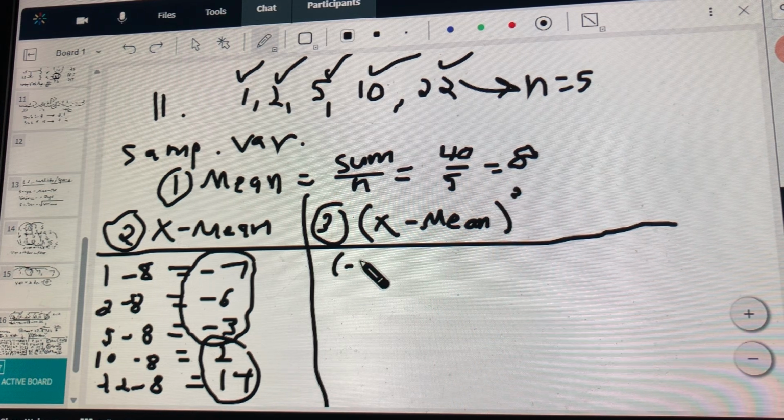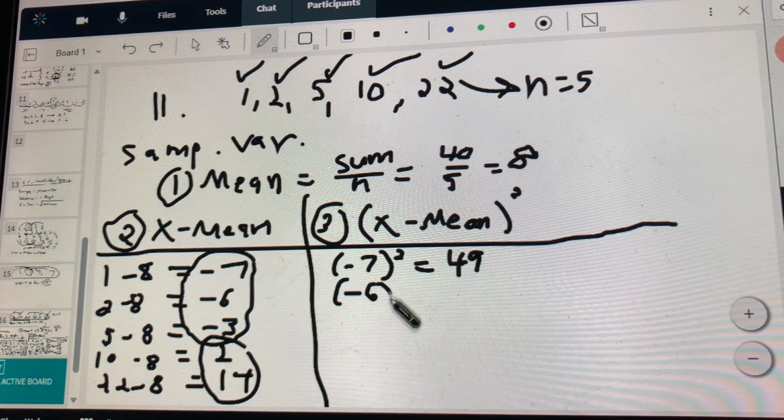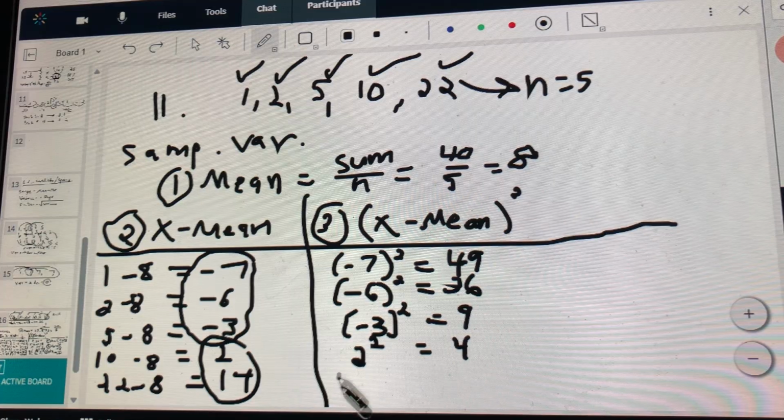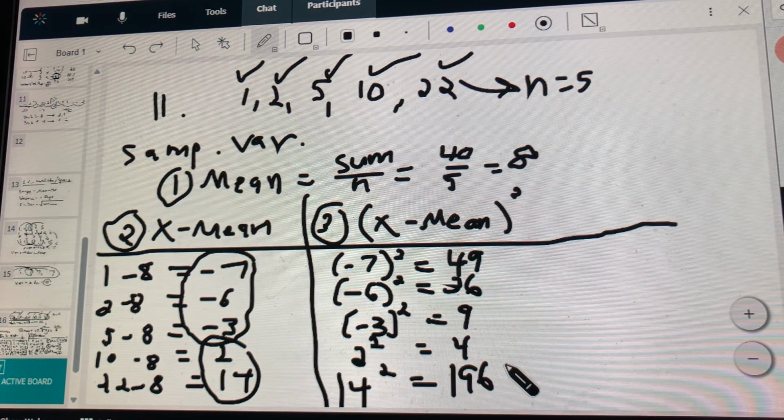But negative 7 squared is going to take a single digit number and make it double digit, all the way to 49. Negative 6 squared is 36. Negative 3 squared is 9. 2 squared is 4. And 14 squared is 196. And maybe you didn't know that one off the top of your head, but that's one that I know.